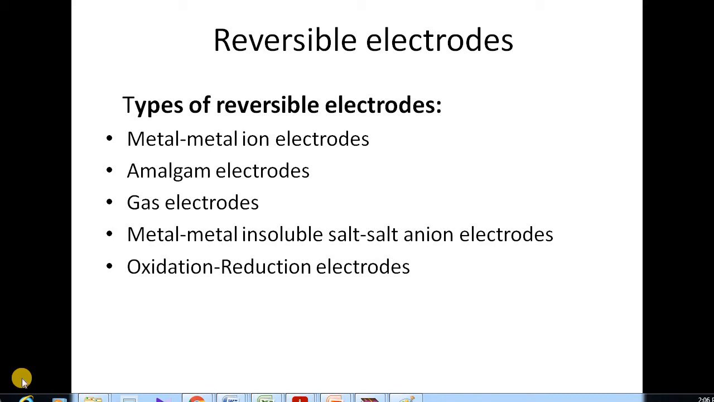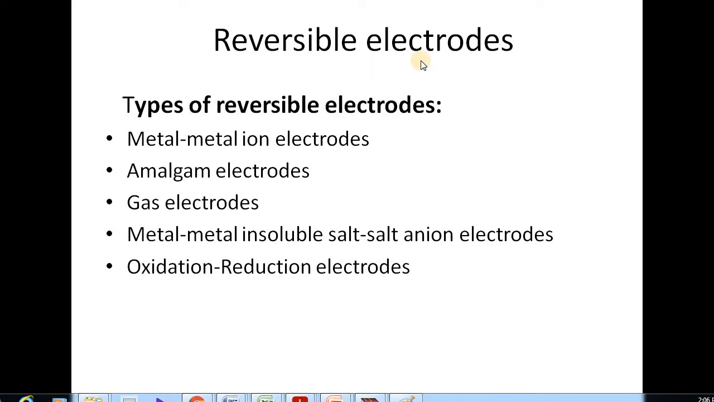Good morning, dear students. In our previous lecture, we have studied the EMF of a cell, reversible cell and irreversible cell. So next one is the reversible electrodes. As we already studied, reversible cells are made up of two half cells which contain reversible electrodes.